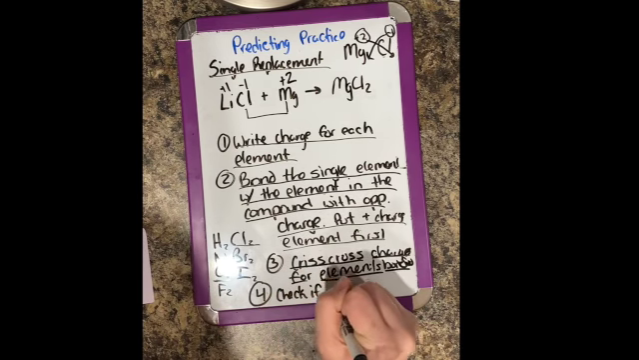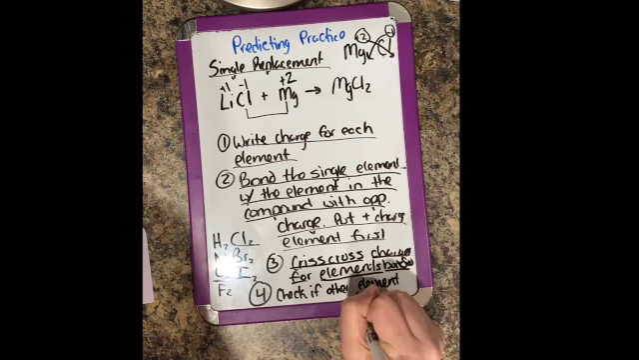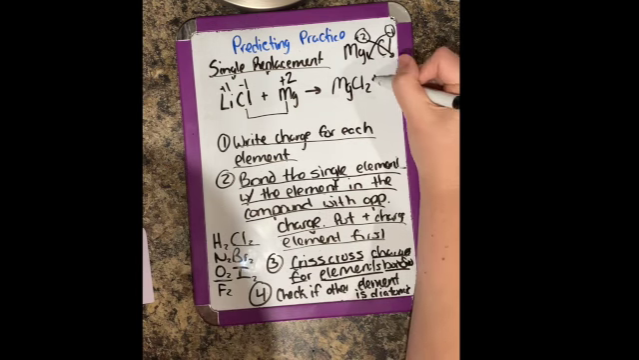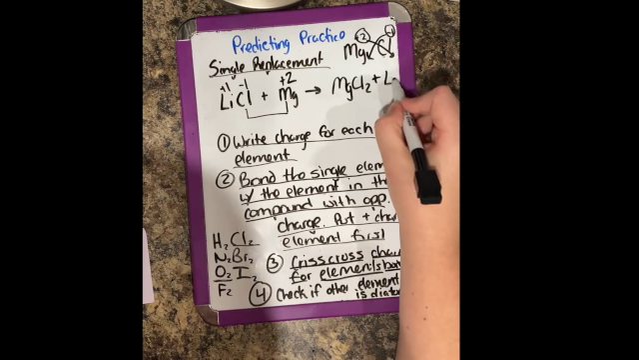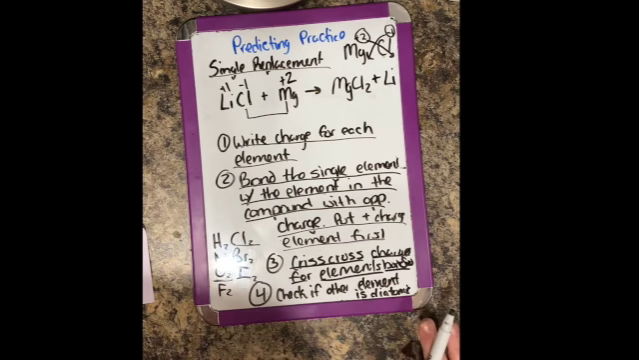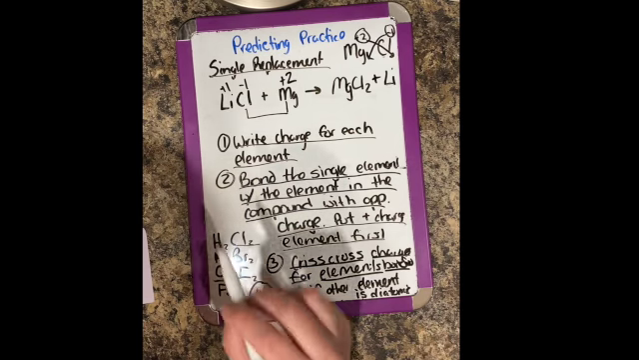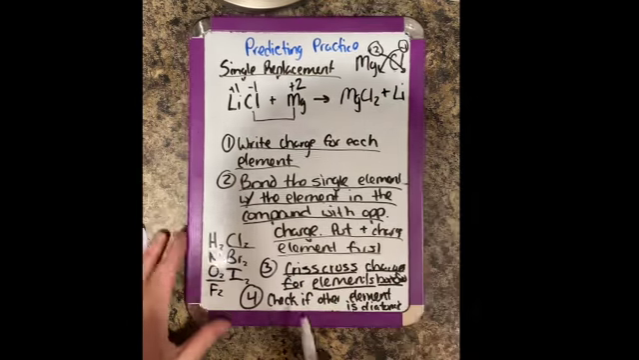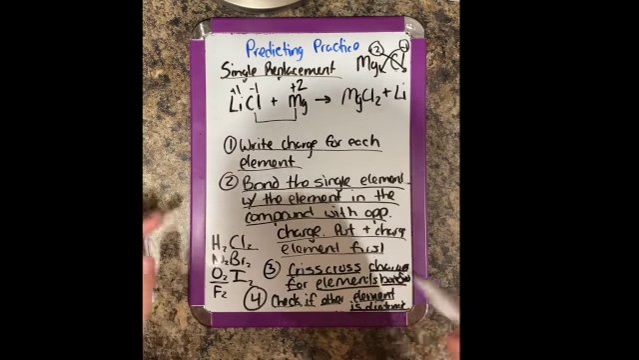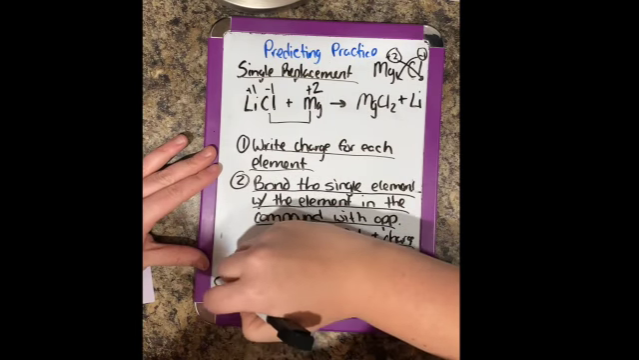Step 4, check if other element is diatomic. So the element that got kicked out is Li. You check and see if Li is on this list. It's not, so we will leave it alone. If it was on this list, you would put a 2. And then step 5, make sure you wrote this down. Step 5, I'll put right here, is balance.